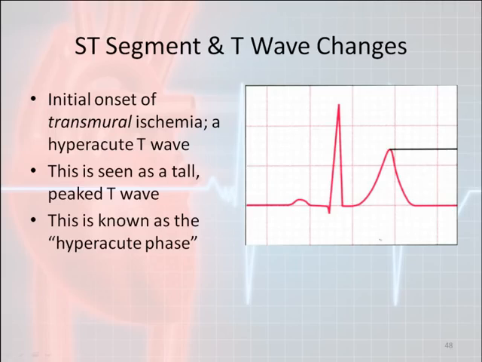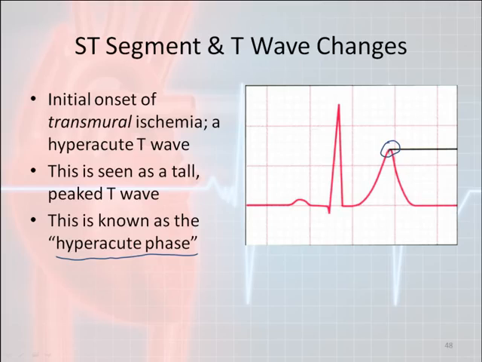Let's start talking about the stages of transmural ischemia, which will eventually lead to infarction. There are 5 or 6 of these general phases, and a patient could progress through them very quickly, or it could take a couple days. It kind of depends on how large the clot or how large the occlusion is in the coronary artery. The first phase that somebody may exhibit is something called the hyperacute phase. This hyperacute phase will have a symmetric and somewhat peaked T wave.